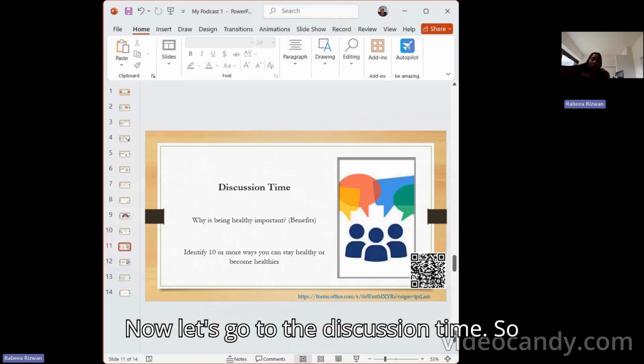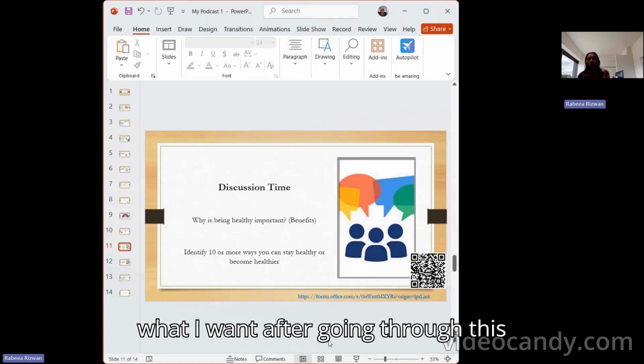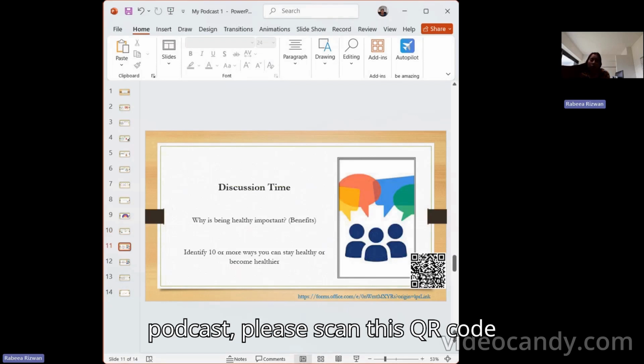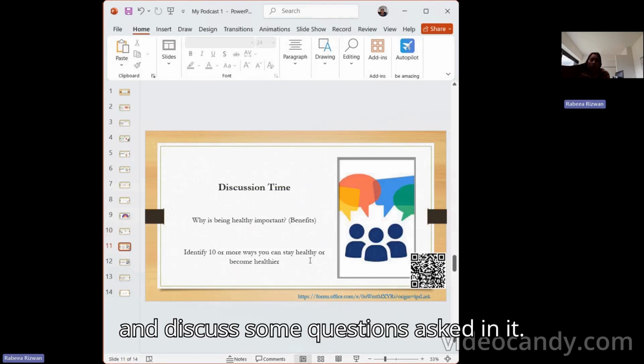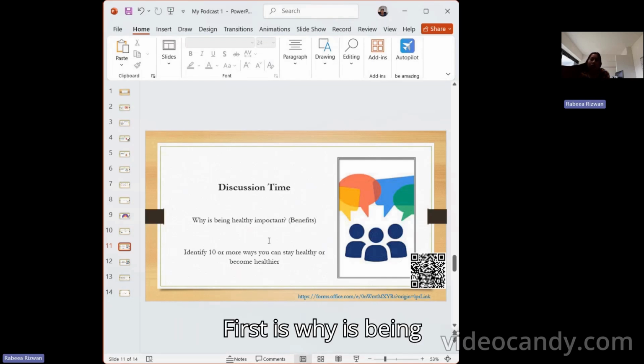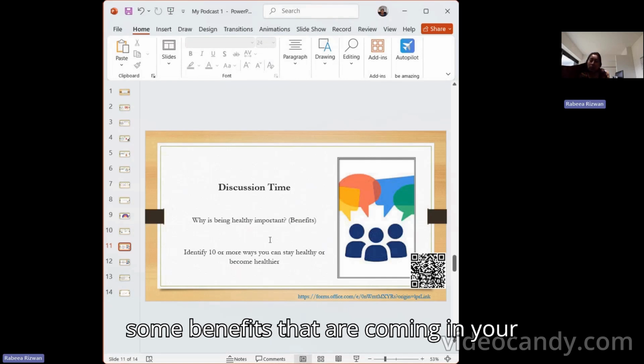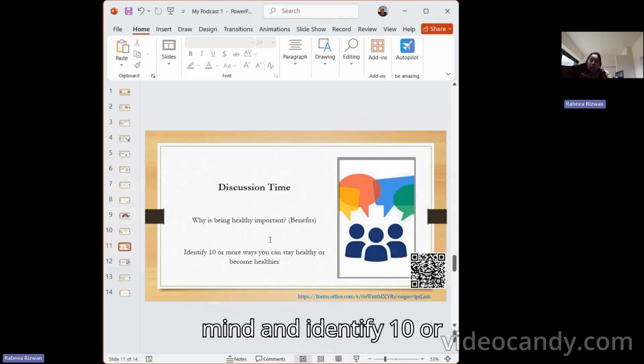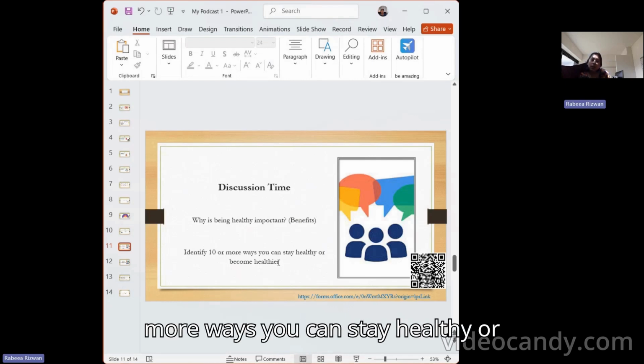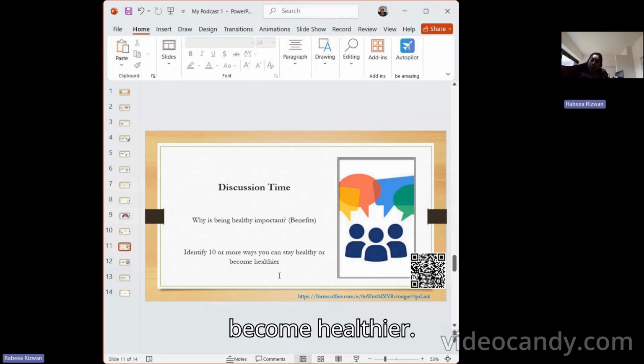Now let's go to the discussion time. After going through this podcast, please scan this QR code and discuss the questions asked in it. First, why is being healthy important? You can share some benefits that come to your mind, and identify 10 or more ways you can stay healthy or become healthier.